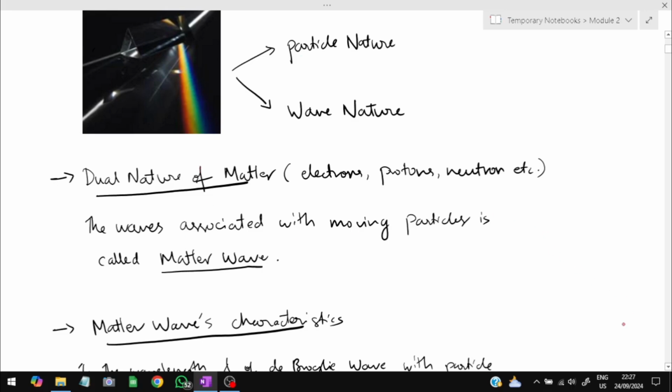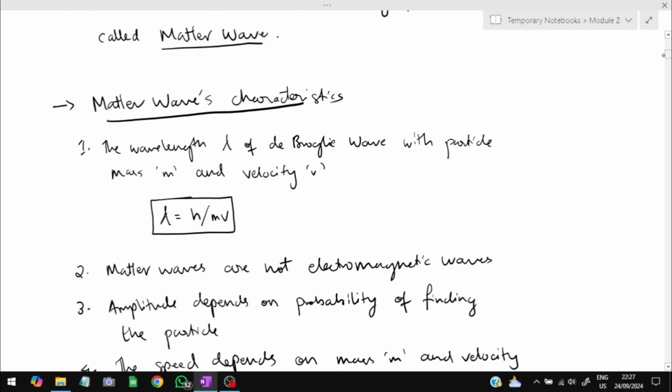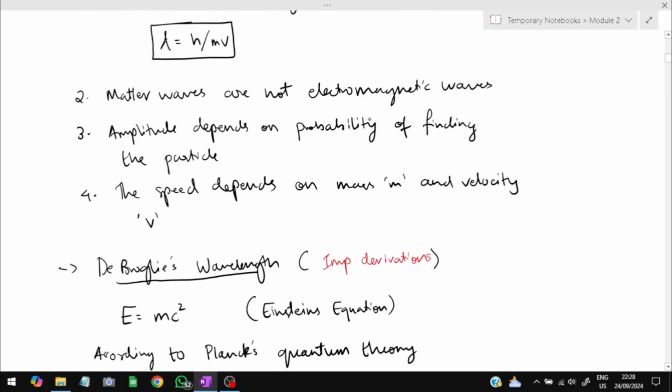Proceeding with this hypothesis, what are the matter wave characteristics? The first one is that the wavelength lambda of a de Broglie wave with a particle of mass m and velocity v is given by lambda = h/mv, where mv is mass into velocity. Matter waves are not electromagnetic waves, and the amplitude depends on the probability of finding the particle. This concept is very important, and we'll be discussing it in the upcoming topics. It also has a derivation of probability density, and the speed depends on the mass and the velocity.